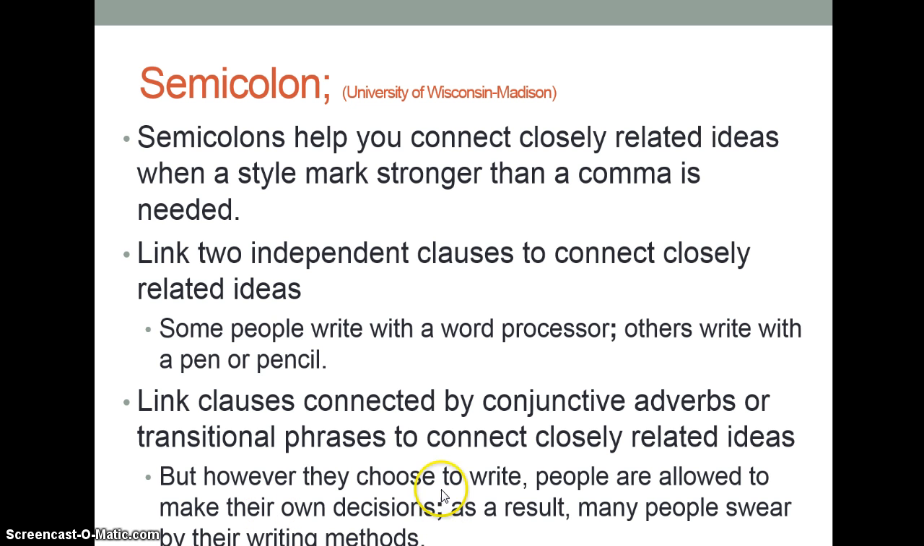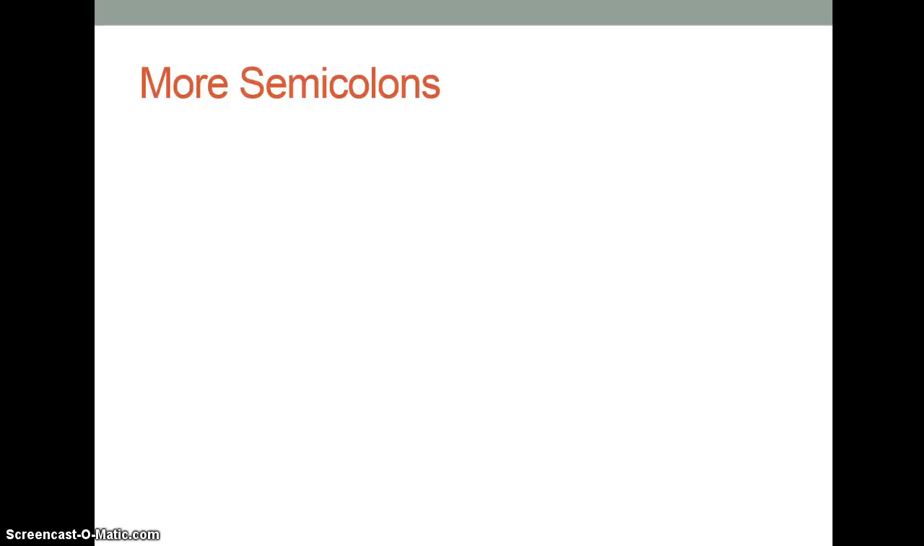As a result, so you can see we're moving on here. The transitional phrase here is, as a result, many people swear by their handwriting methods. So as I said, we are relating, but we are actually using a transitional phrase here to link from this proposition into this proposition. Well, you can start to see examples here of how you can actually use the semicolon.